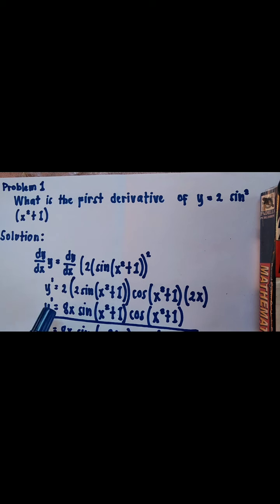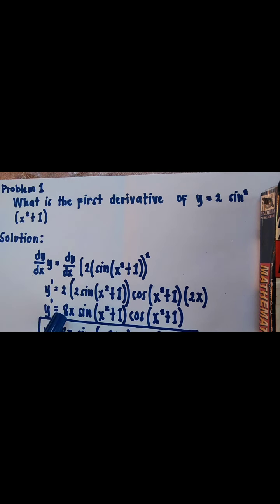Now that we have already derived our equation, we can simplify the 2 times 2 sine times 2x. The derivative, y prime, is equal to 8x times sine of (x squared plus 1) times cosine of (x squared plus 1).